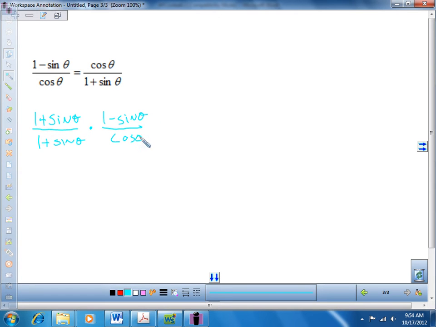So up here, I'm going to multiply that times 1 minus sine of theta over cosine of theta. And then I FOIL this times this, which gives me something that should look familiar: 1 minus sine squared of theta. And I don't want to multiply the bottom out yet, so I'm going to leave the bottom as 1 plus sine of theta times cosine theta. Can you write 1 minus sine squared theta as cosine squared theta? Yes, that's what we're going to do.